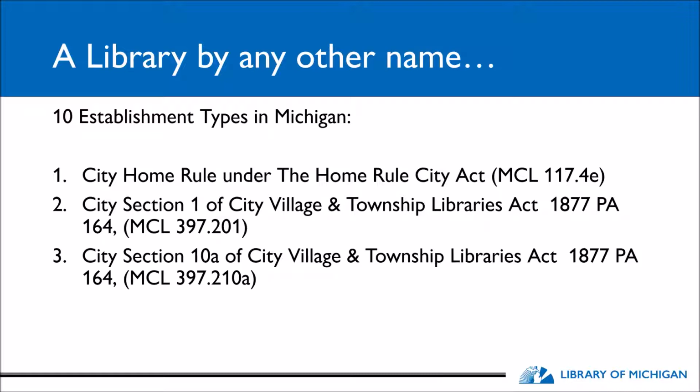and provides for an appointed board, and it's a governing board with full board powers. Then we have a City Section 10A, City Library. So this is 3 different city libraries. A City Section 10A is a city library established by a vote, like a ballot question that established a millage, and also has a 6-member elected board.